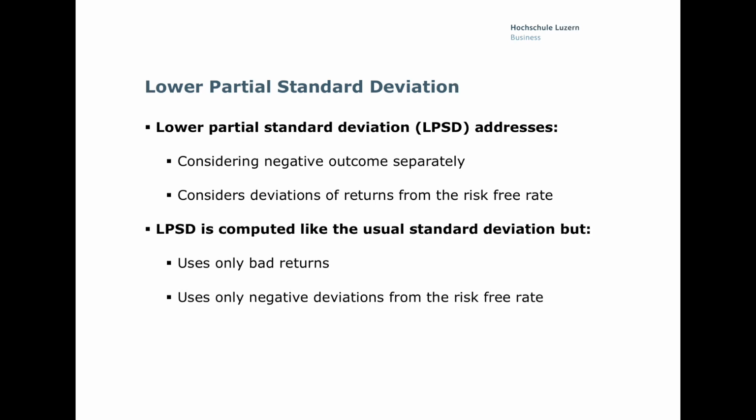A risk measure that addresses these issues is the lower partial standard deviation, called LPSD, of excess returns, which is computed like the usual standard deviation but using only bad returns. Specifically, it uses only negative deviations from the risk-free rate.